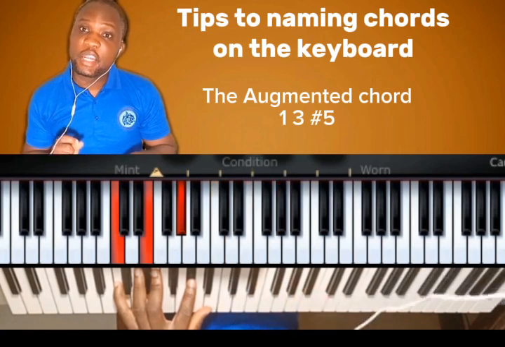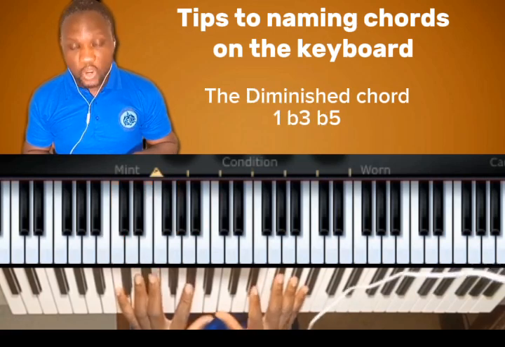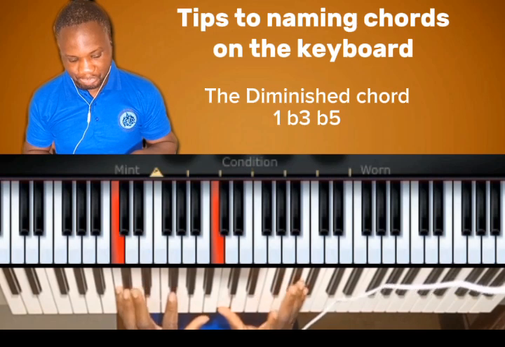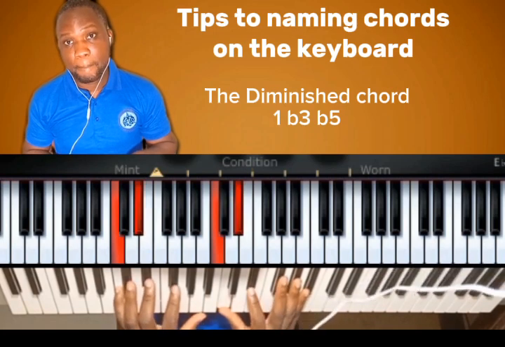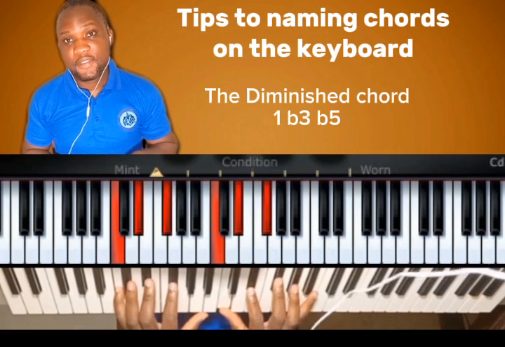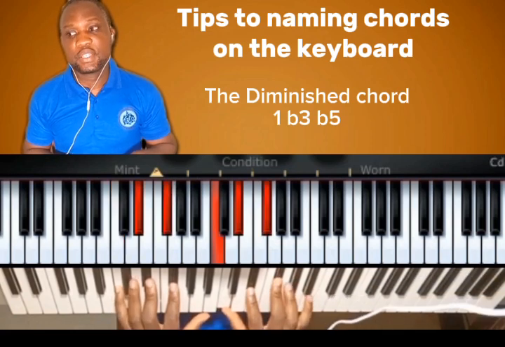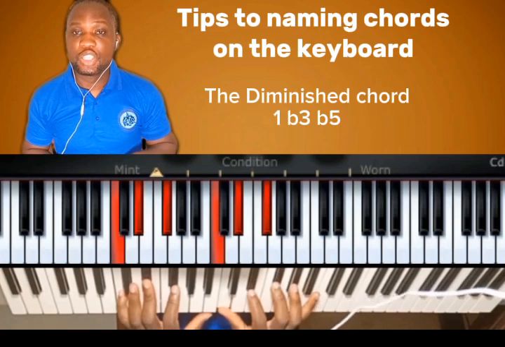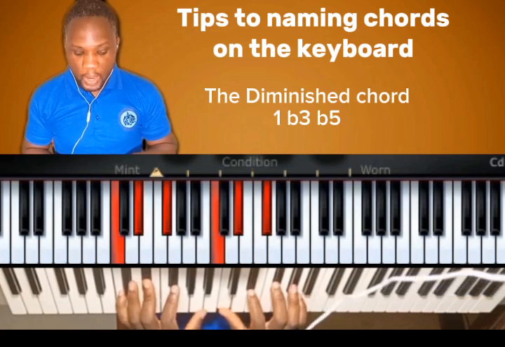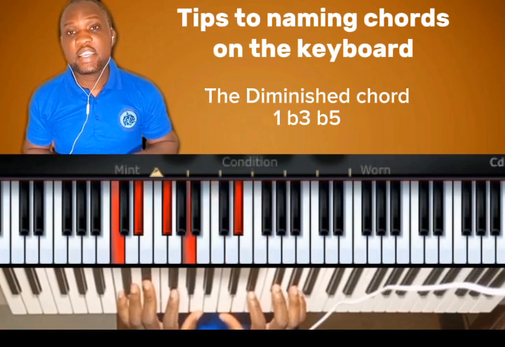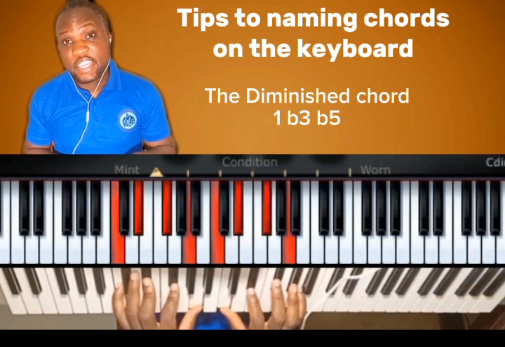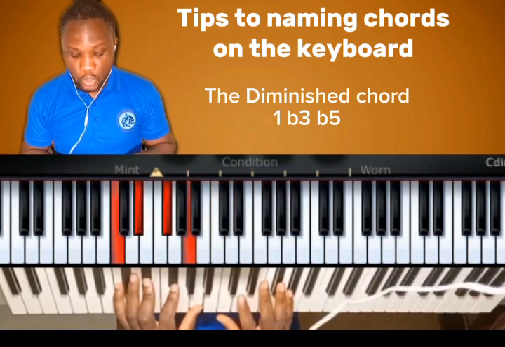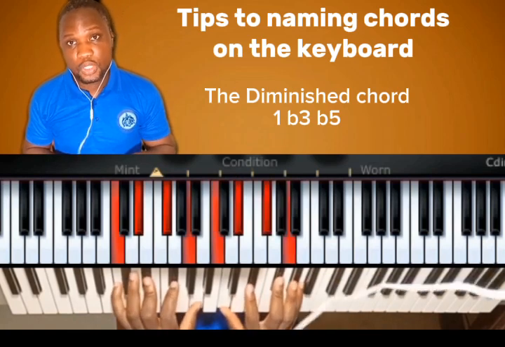Then you have the diminished chord. The diminished chord is made up of the 1, the flat 3, and the flat 5, which is this. So this gives us the C diminished chord. And when you add this note, it becomes the C diminished 7th chord. Remember I told you that a 7th chord is a chord made up of 4 notes.